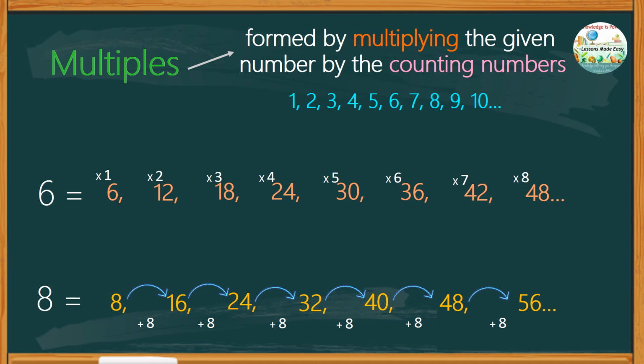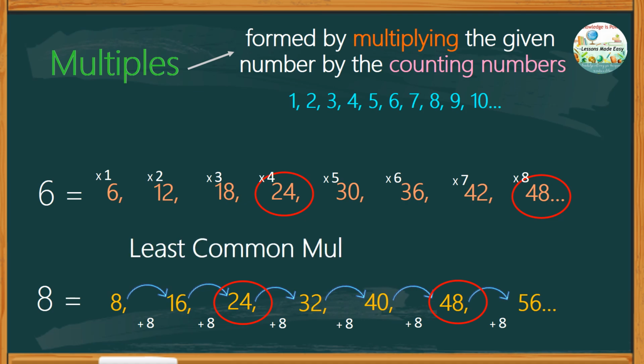So let's check the common multiples of 6 and 8. 24 is common for both 6 and 8, as well as 48 is also a common multiple. But when we talk of the least common multiple, or LCM, we're looking for the smallest number. And in this case, the least common multiple of 6 and 8 is 24.